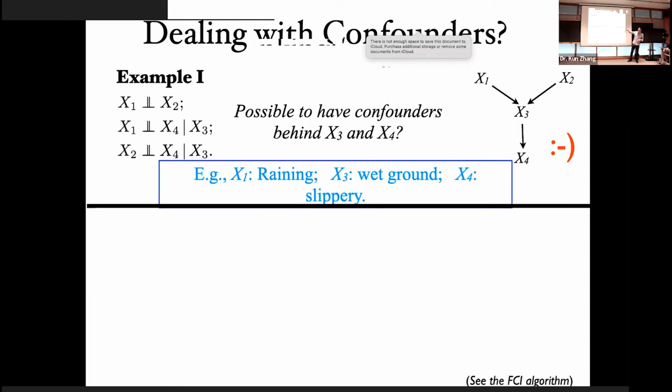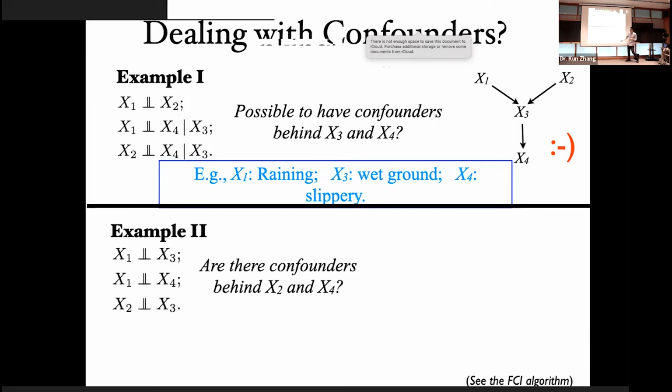And you can use this idea to solve a lot of problems, right? In our everyday life, we can observe or we can try to judge conditional independence relations, and then we can make use of this idea, and we can say, oh, wet ground must be a direct cause of slippery without a confounder. We can do that. Okay, that is the first example.